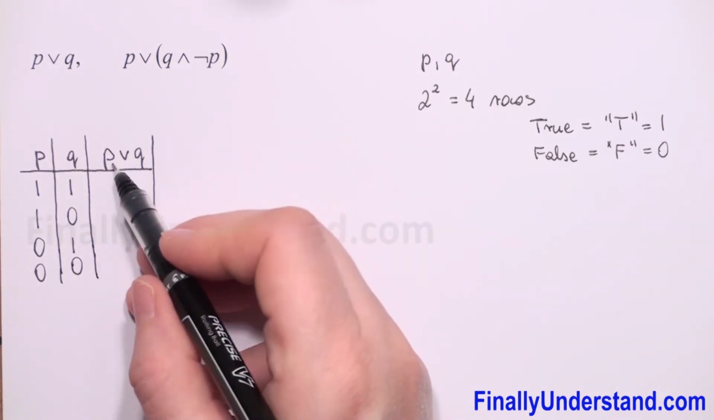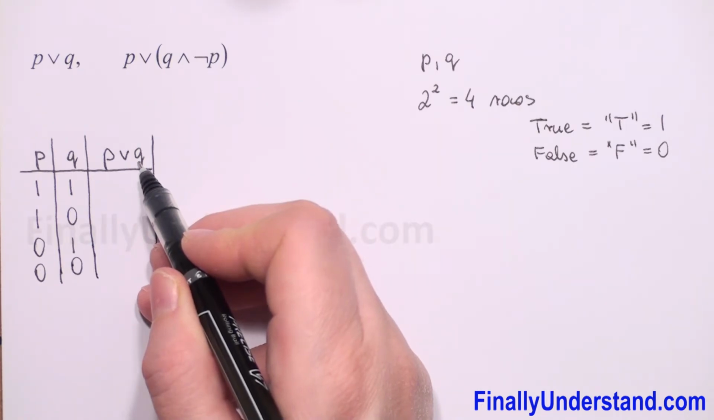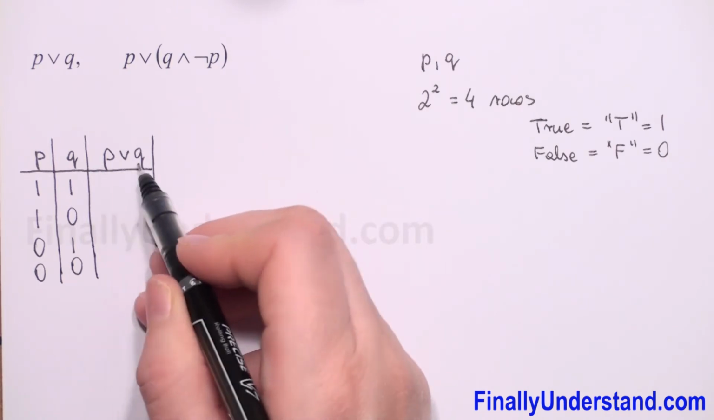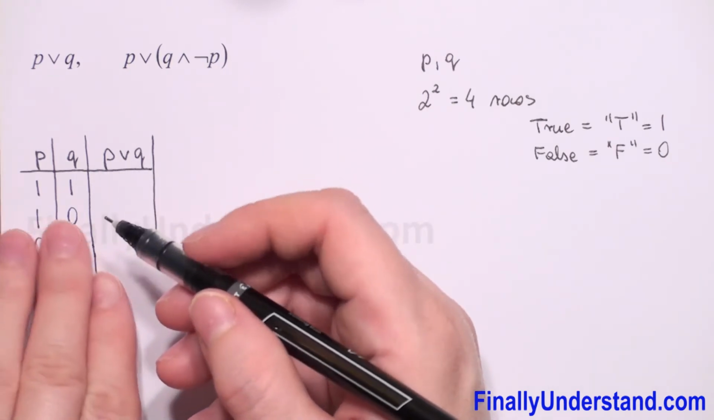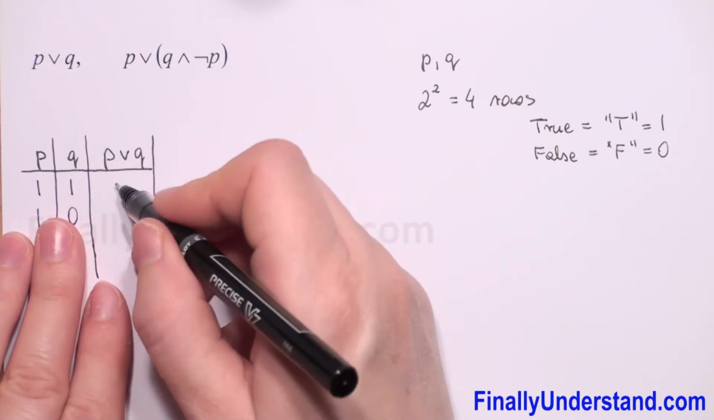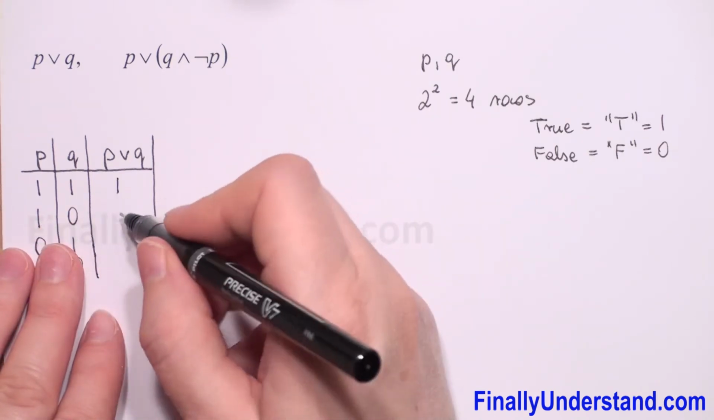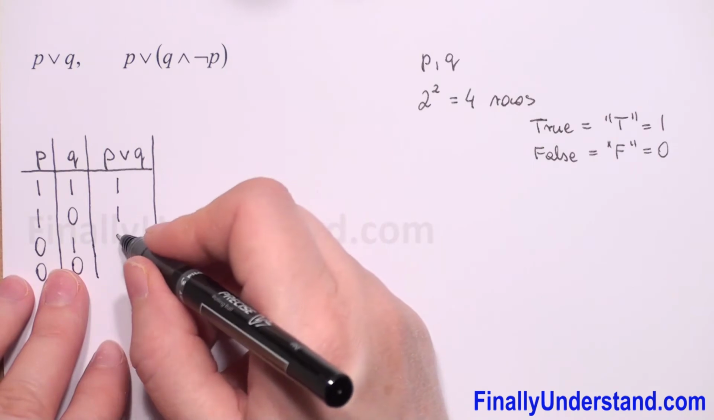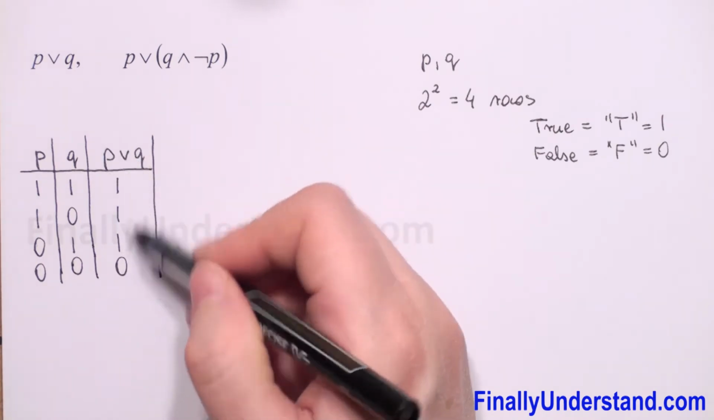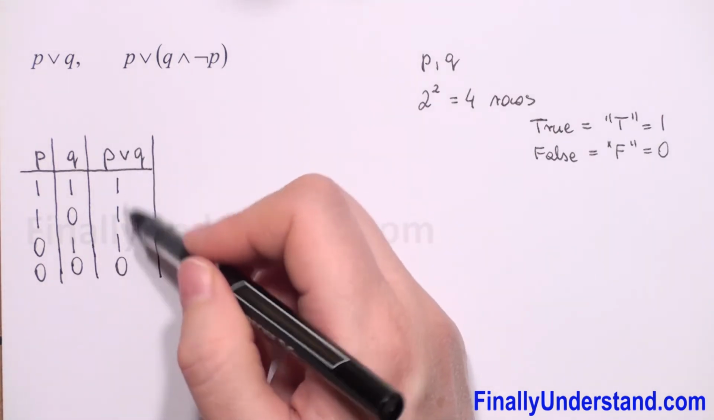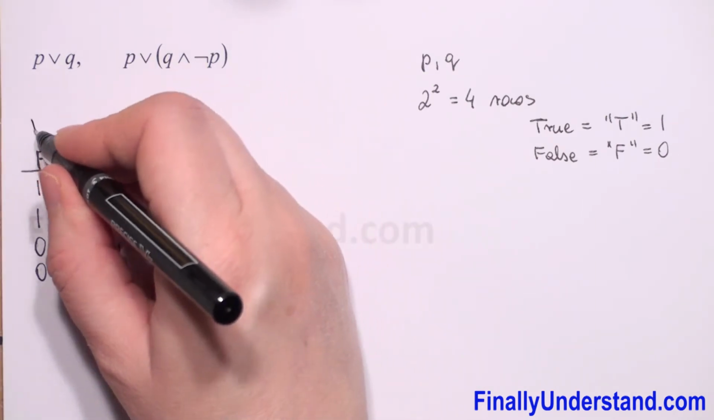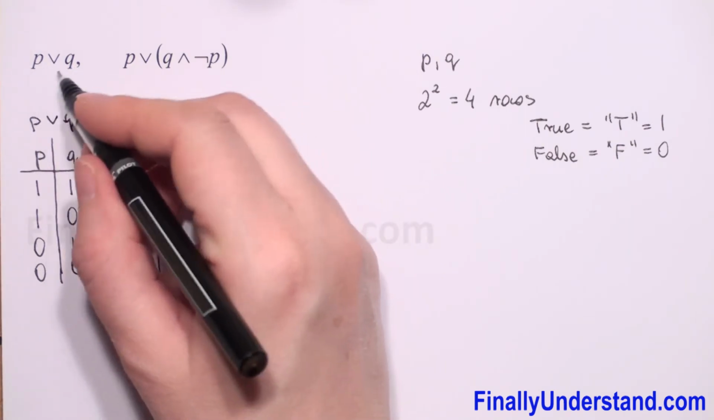Next, we have the statement P or Q. This is a disjunction. A disjunction is false only when both simple statements are false. So in the first row we have 1 and 1, true and true. So 1 or 1 is true, 1 or 0 is 1, 0 or 1 is 1, and we have false and false, so this is false. The third column is our truth table for the first statement, P or Q.